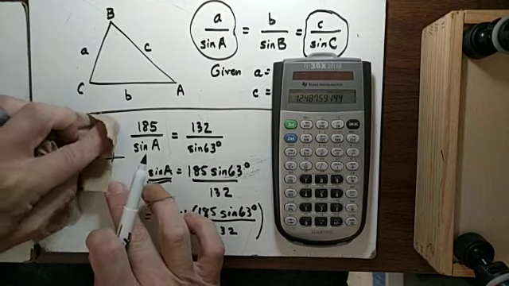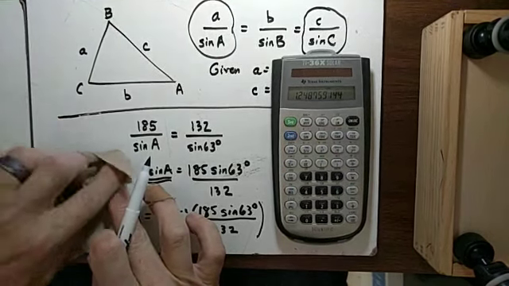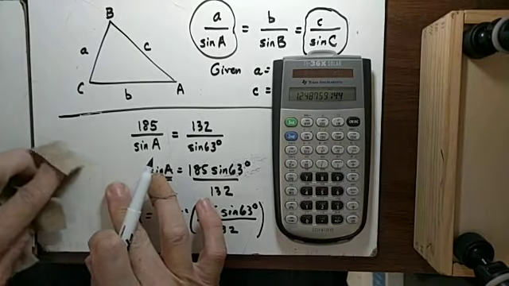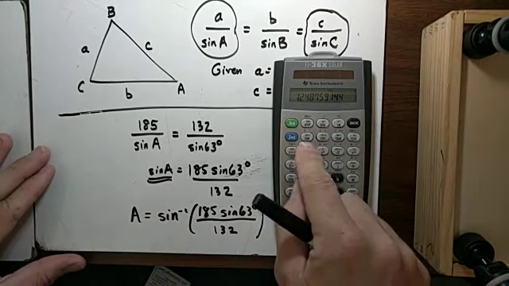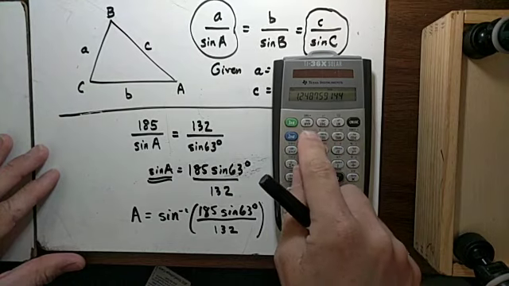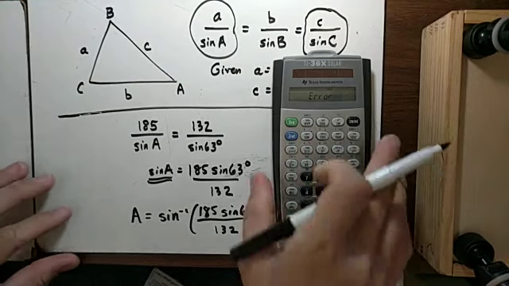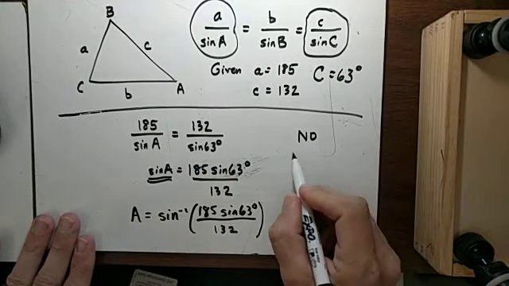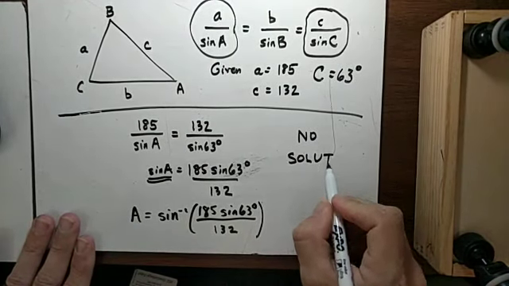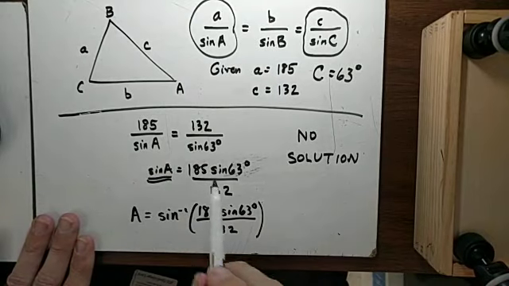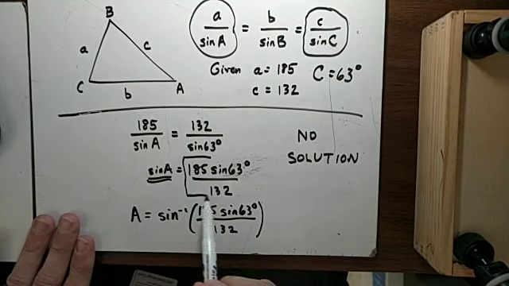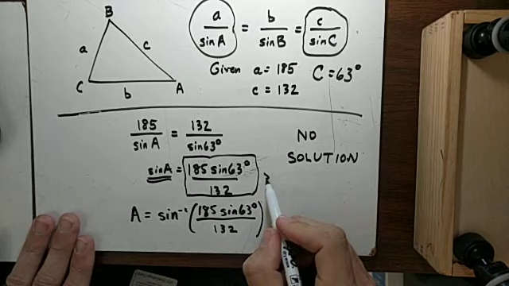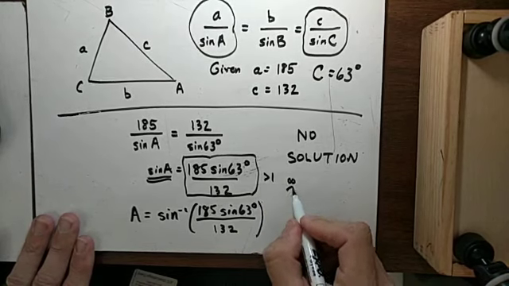So when I take my calculator and try to do the inverse sine, I'm going to do second sine, I'm going to get an error, which means that this problem has no solution. So let's discuss why that happened one more time. It's because this value was greater than 1, which means no solution.